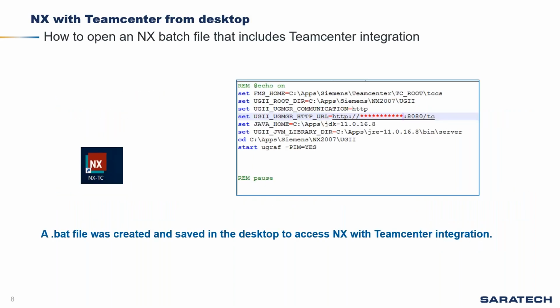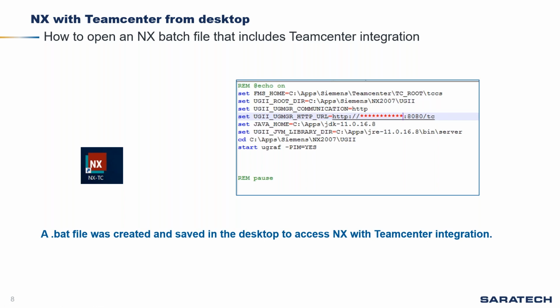All right, so how to open an NX batch file that includes Teamcenter integration. Here we have an example of what the batch file consists of. We're creating a text file that we then convert to .bat, and then we copy that into the desktop, which will create a shortcut. That will allow us to use it just like every other user uses native NX. You can add the NX icon so they can just go to it like they do nowadays, so they don't feel like they have to go anywhere else. This will give them access just like they have now.